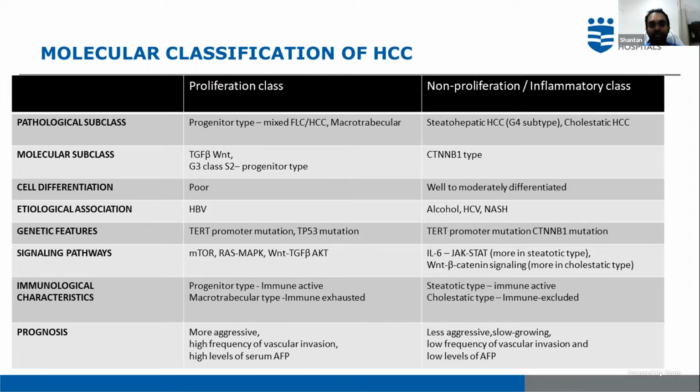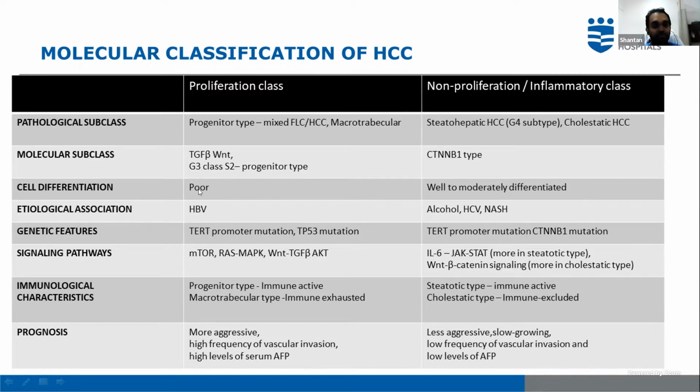So how do these both differ, the proliferation class and the non-proliferation class? The proliferation class mainly has the mixed variety of HCC and the macrotrabular variety of HCC. The non-proliferation class has the steatohepatitic HCC and the cholestatic HCC. The major molecular subclass seen is the TGF beta WNT mutation type, while in the non-proliferative it is the CTNNB1 type mutation.